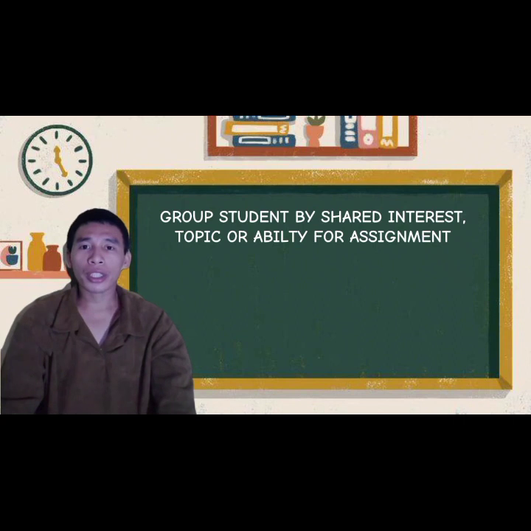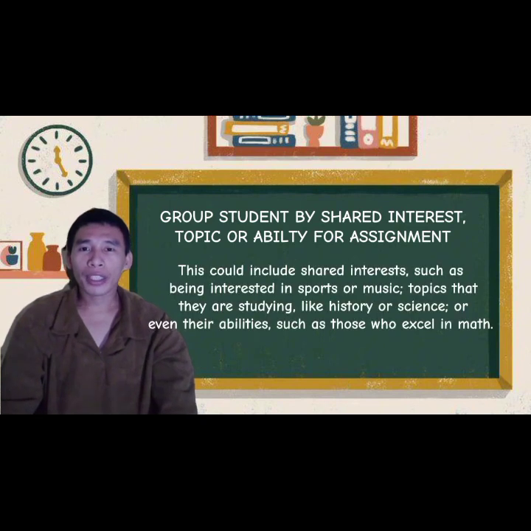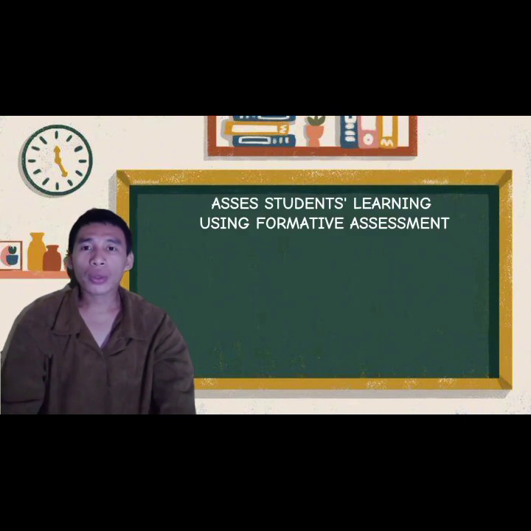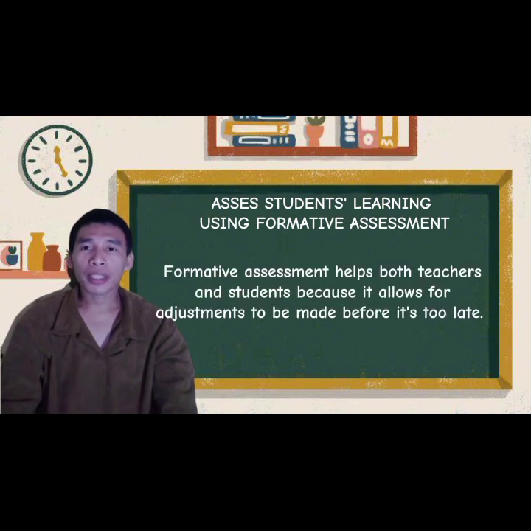Group students by shared interest, topic, or ability for assignments. In order to complete a school assignment, students can be grouped together based on things they have in common. By grouping students together with similar characteristics, it can make the assignment more enjoyable and easier to complete since everyone is working toward a common goal. Assess student learning using formative assessment. Formative assessment helps both teachers and students because it allows for adjustments to be made before it's too late.